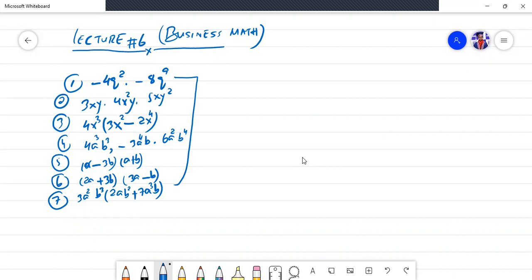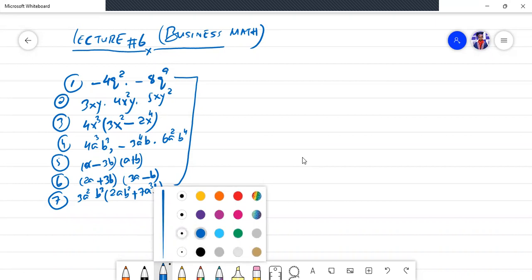Okay, so today we are going to close this chapter, and the name of this chapter was polynomials. We have done a series of lectures on the topic of polynomials. So this is the last lecture, and this is lecture number 6 of business math. So let's first solve some problems of polynomials for today's lecture.